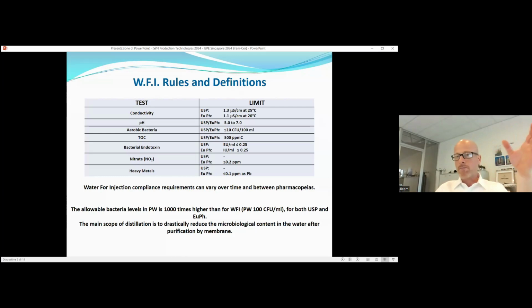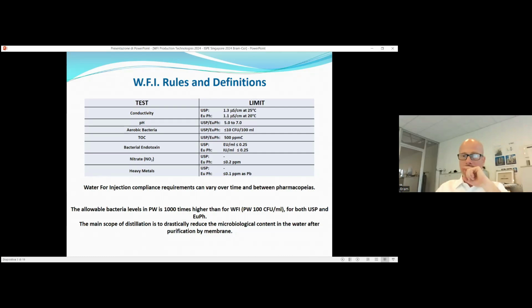The first is the purified water that is used for products in contact with the mucoses, so eyes, nose, ears, and mouth, that is produced normally by reverse osmosis system. And then there is the WFI.